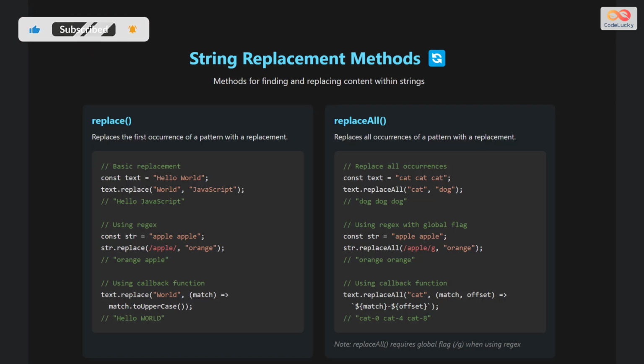Additionally, it can also take a function as a second argument for more complex replacements. The replaceAll method replaces all occurrences of a pattern with a specified replacement, and it also supports regular expressions. Note that, when using replaceAll with regular expressions, you need to include the global flag, which is denoted by a /g.